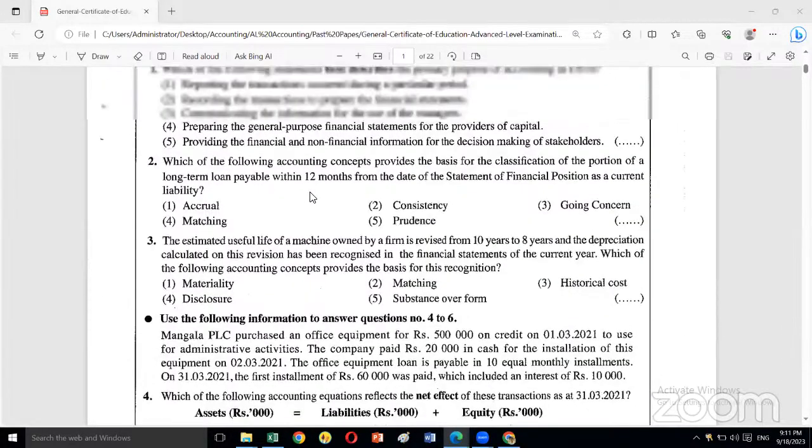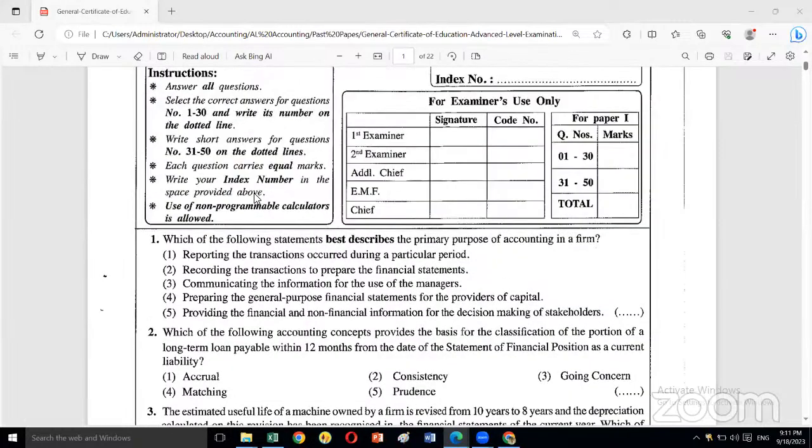Before that, if you have the past paper, quickly take out your past papers, because I will give you a small time to do these questions, and only after that are we going to discuss. So if you are ready, please raise your hands.